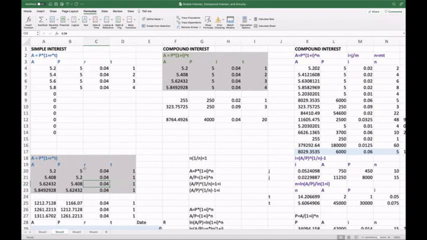Oh, look at this. Okay, let me show you. So for the first year, the principal is 5, but the interest is 0.04, right? So 0.04 times 5, what's the answer? 0.2. So how do you get the A? Principal plus I. So what's the principal? 5. What's the I? 0.2. So 5 plus 0.2, 5.2.